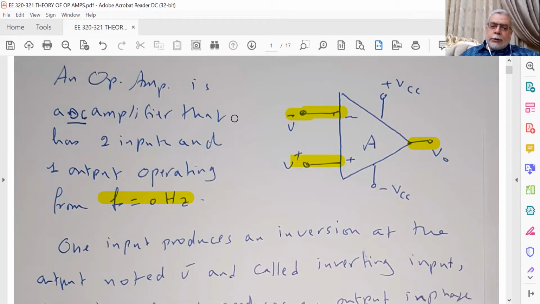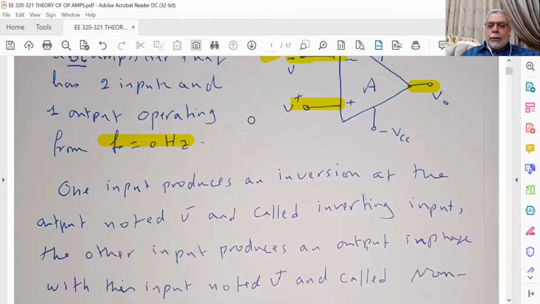نرجع الآن للإنبوتس للأوب أمب. لاحظوا إنه فيها عندنا two inputs، واحدة noted minus والثانية noted plus. Now the minus input, if the signal is applied on the V minus, the output will be inverted in phase with respect to the input. This means that the output is 180 degrees out of phase with respect to the input, and in this case, this input will be called an inverting input.